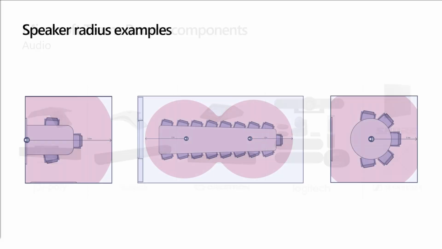As we did with cameras and microphones, we also have examples showing the radius of the speakers to the users. All of these are in pretty good shape. If these users were to push back, they may hear less than optimal audio, but there is pretty good coverage in all of these examples.